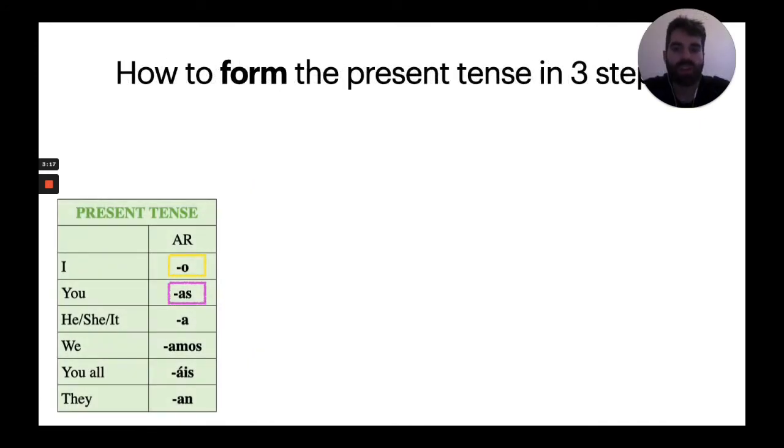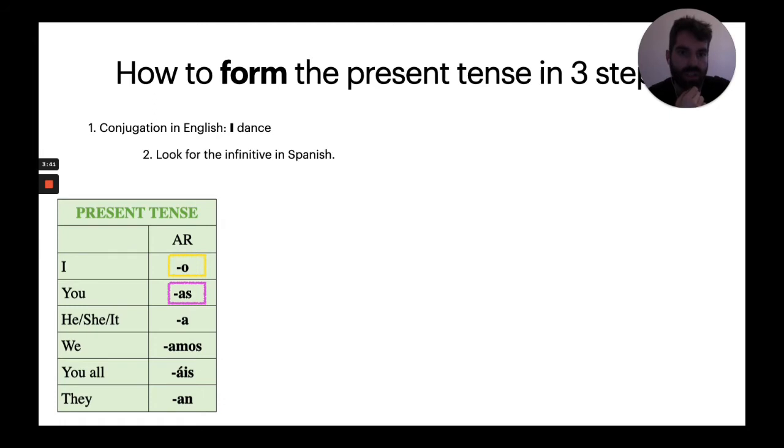We are going to see now how to form the present tense. So imagine in Spanish that we want to translate something like I dance. How do I say I dance in Spanish? So we need to follow some steps. First of all, we need to know what the infinitive of I dance is in English. And that's going to be to dance.